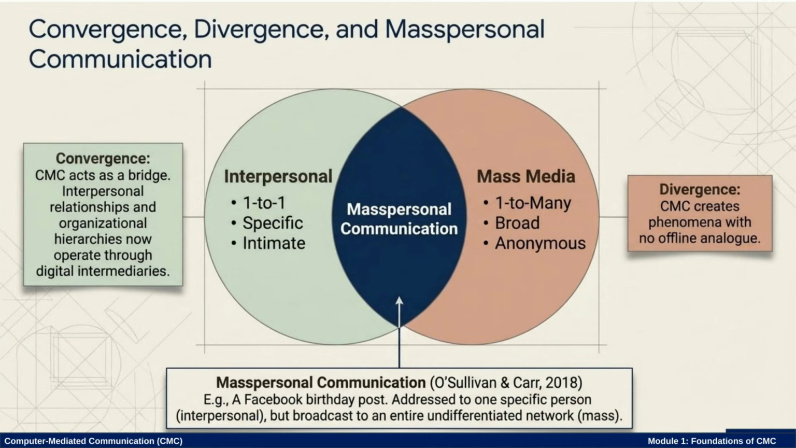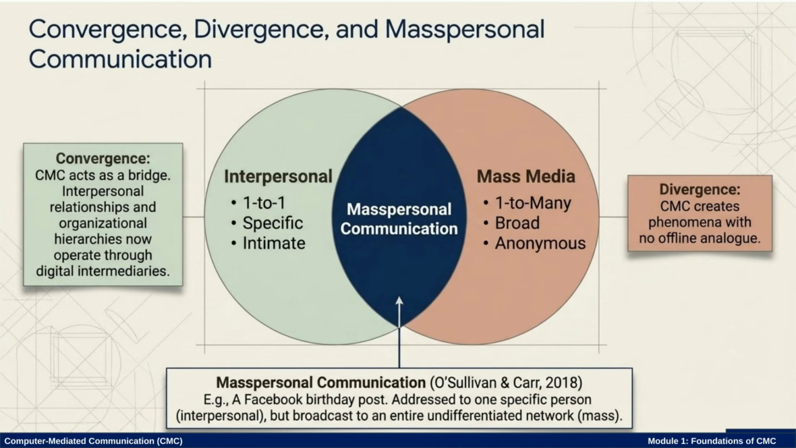Now look at this diagram. On the left circle, interpersonal communication, one-to-one, specific, and intimate, like a private conversation. On the right circle, mass media, one-to-many, broad and anonymous, like a television broadcast. But look at the middle, where the two circles overlap. This is mass personal communication, a concept from O'Sullivan and Carr 2018.